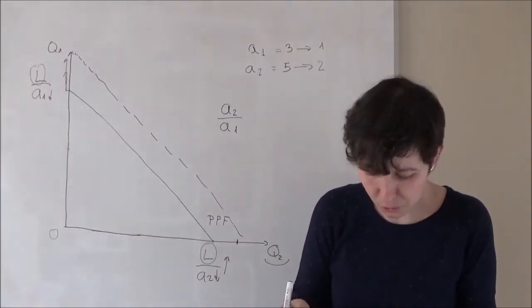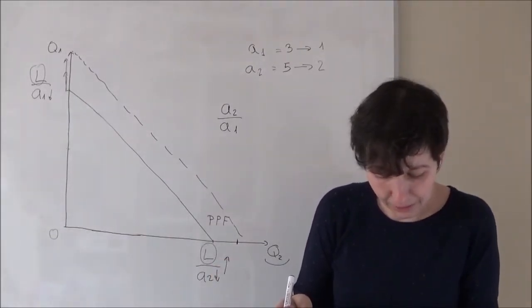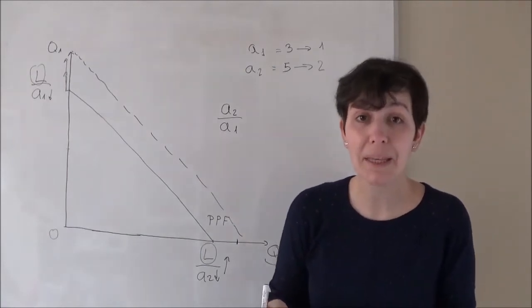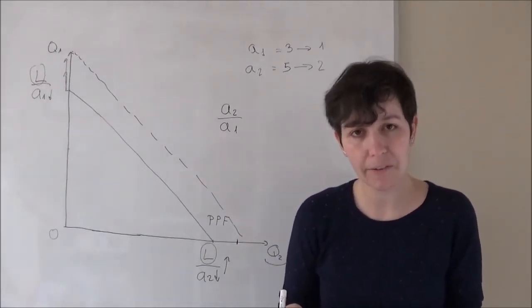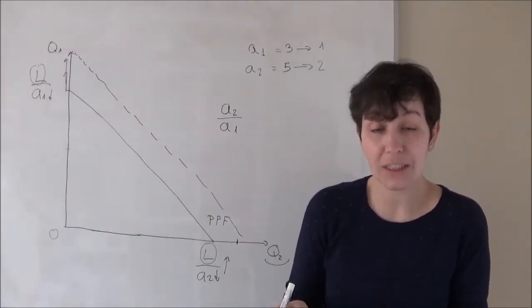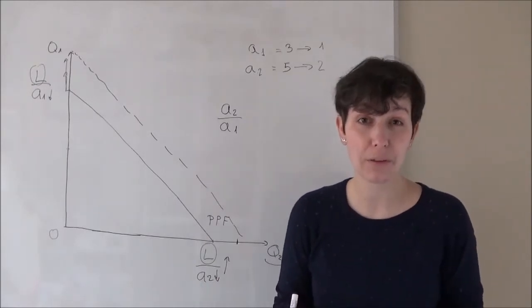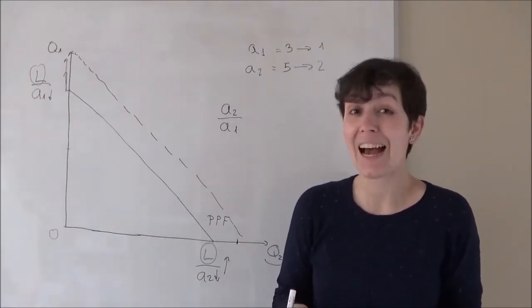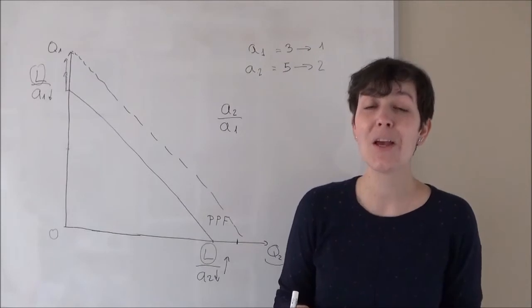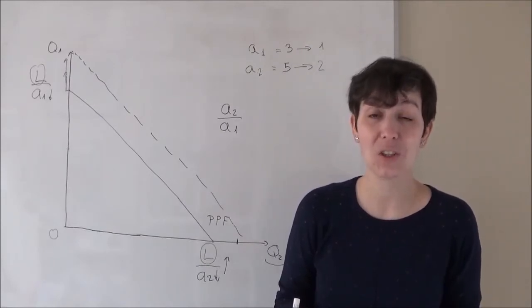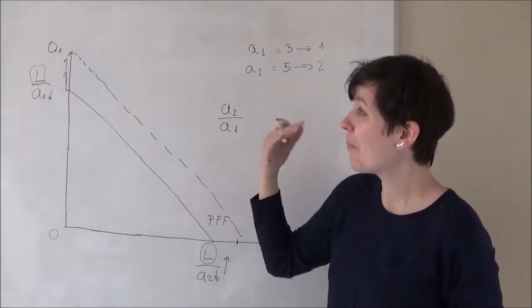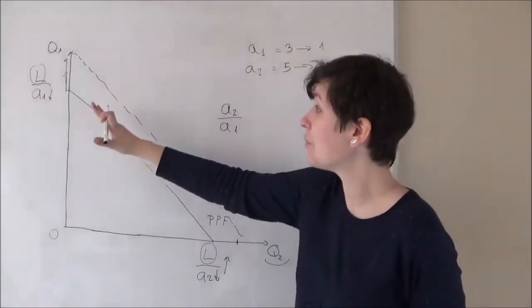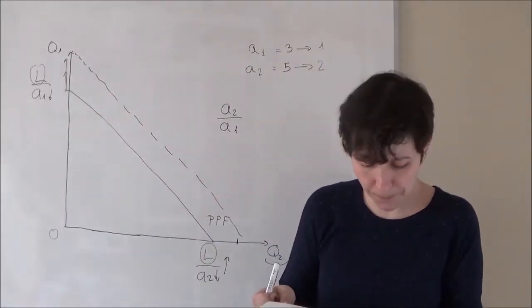So that is going to shift the PPF. And increasing the stock of capital. Capital, we don't have capital in the Ricardian model, but as we said previously, it's a production factor. So that means the higher your level of capital, the higher your possibilities of production are going to be. So, for instance, with more capital, the PPF is going to move, okay?